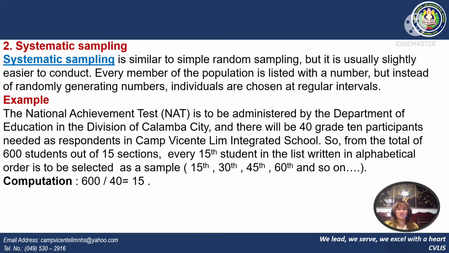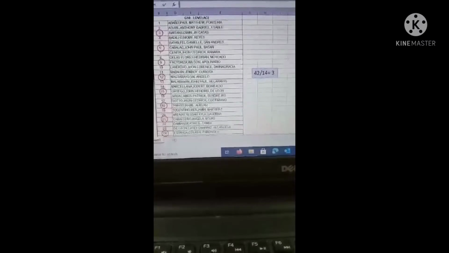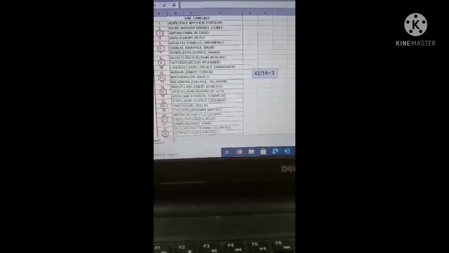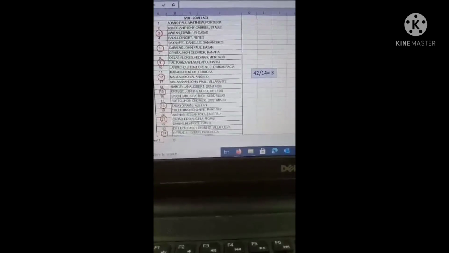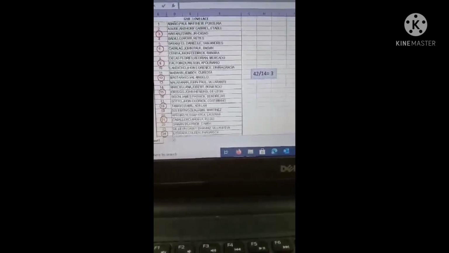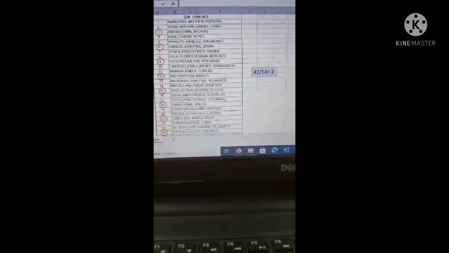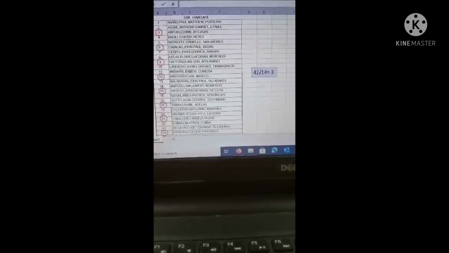Okay, so let us hear Ma'am Katibot give us another actual sample of the systematic sampling technique. Suppose that the total population is 42 students and you need 14 respondents. Divide 42 by 14 and that is 3. So this will be the interval of your sampling. The third student will be your first respondent, and count an interval of 3 to choose the other respondents.